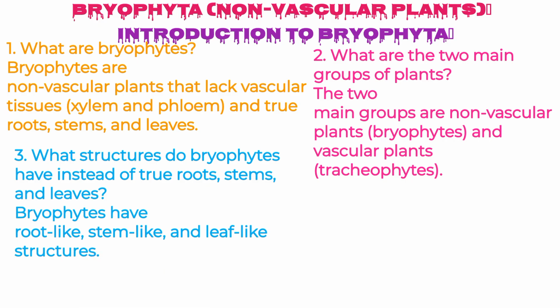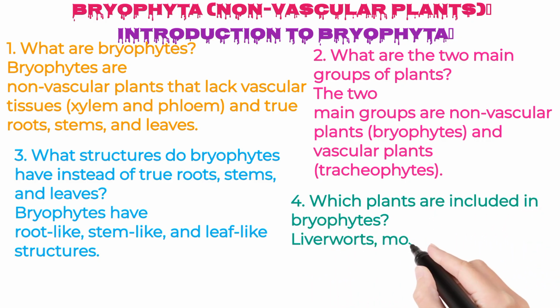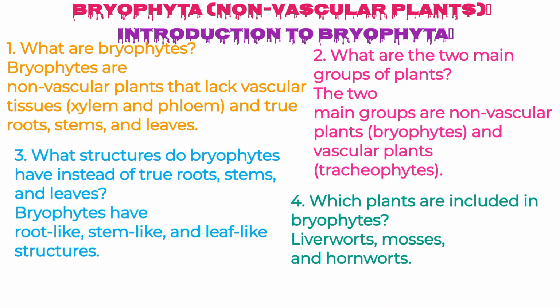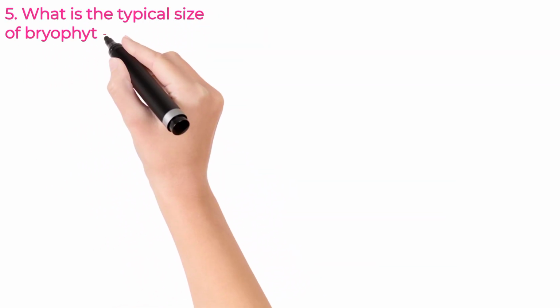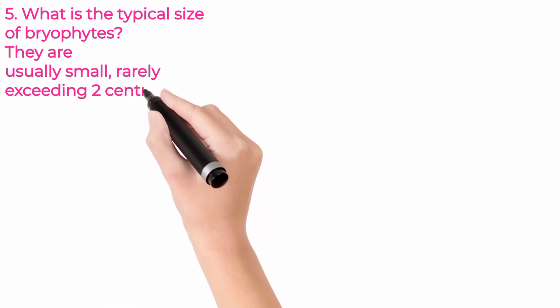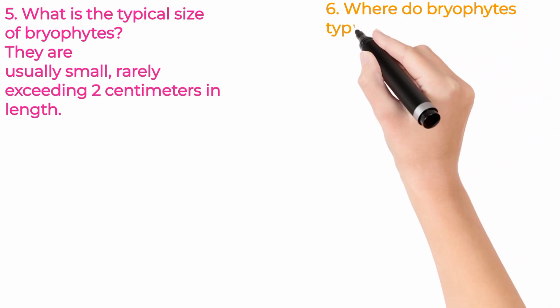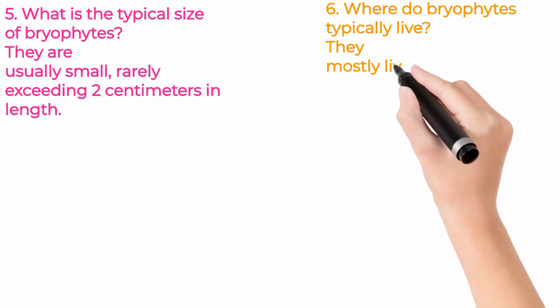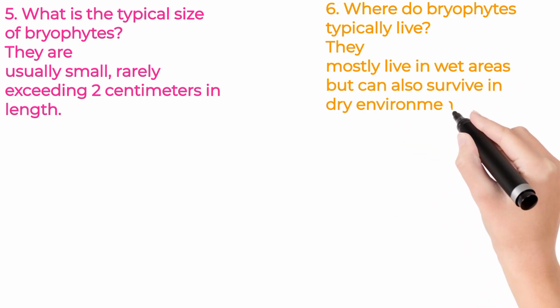General characteristics of bryophytes. 4. Which plants are included in bryophytes? Liverworts, mosses, and hornworts. 5. What is the typical size of bryophytes? They are usually small, rarely exceeding 2 cm in length. 6. Where do bryophytes typically live? They mostly live in wet areas but can also survive in dry environments.